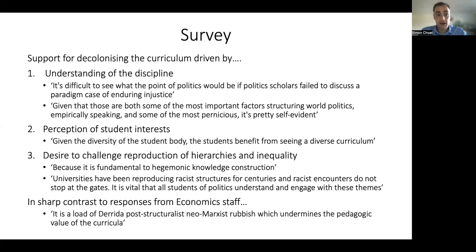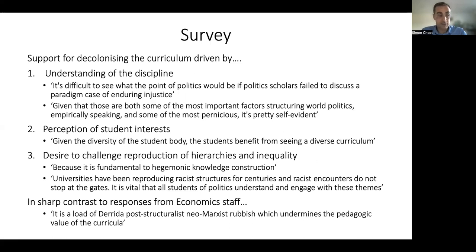Secondly, the idea that it benefits students and it's in the interests of students. So this is something like the multiculturalist argument, that curricula should reflect the diversity of the student body. And then lastly, the idea that decolonizing can help challenge racist hierarchies and inequalities. So this is something like what I termed the democratic anti-racist argument.